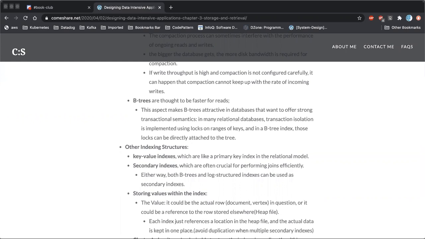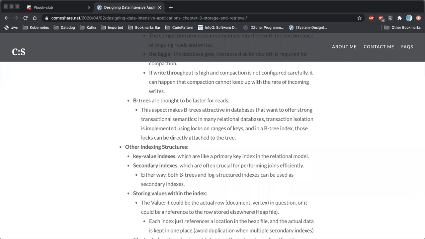Yeah, that's right. That's an important point. A B-tree could be multi-threaded because it has multiple indexes. But in the case of LSM, it's always append only, so it has to be one thread for writing. Yep, that's right.